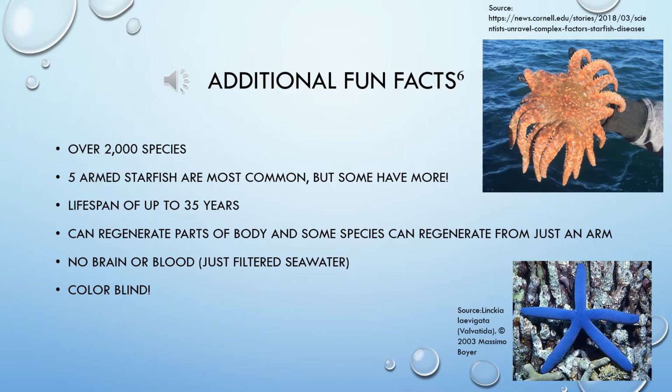Some more interesting facts: they have a lifespan of up to 35 years. They can regenerate parts of their body, and some species can regenerate from just an arm. And they don't have a brain or any blood. Their blood, to say, is just filtered seawater pumping through their water vascular system. And a starfish also has eye spots, but they are colorblind.